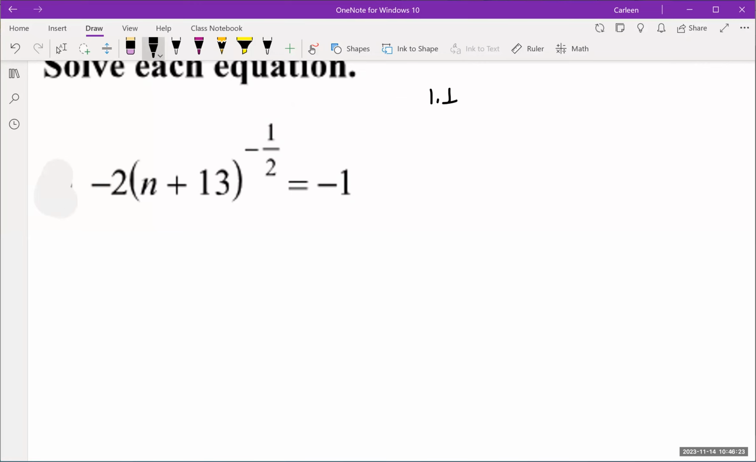Step 1 is isolate. So I need to peel off the easiest number. So which number is the easiest to peel off? Okay, so I'm going to divide both sides by -2. Thank you, Zoomers. So I'm going to have n plus 13 to the -1/2 is equal to +1/2.